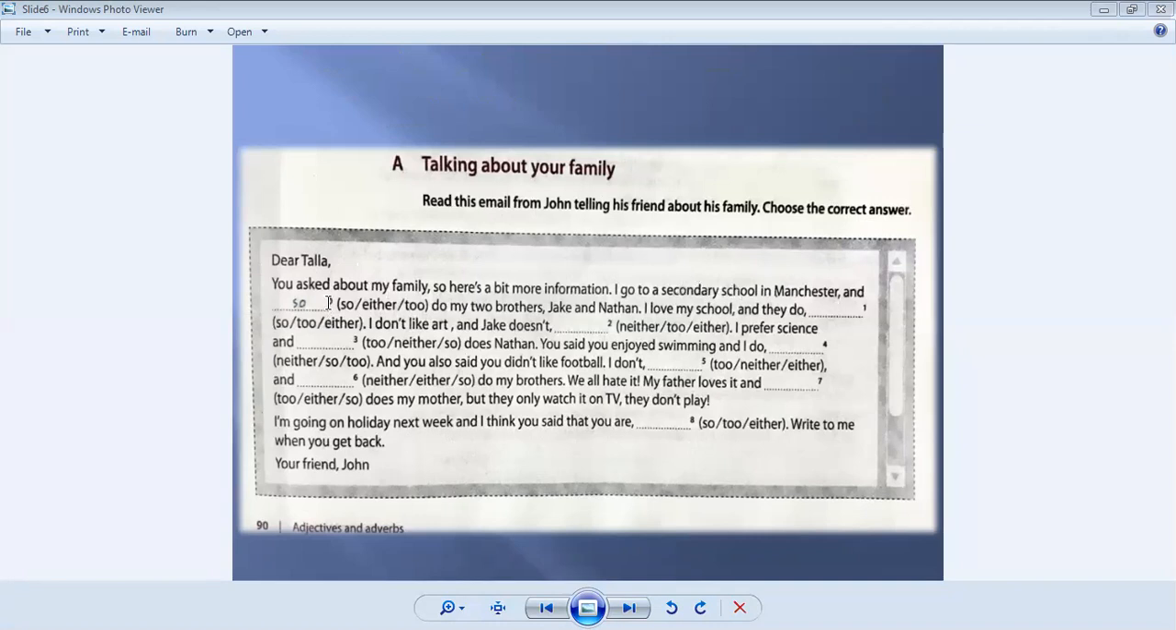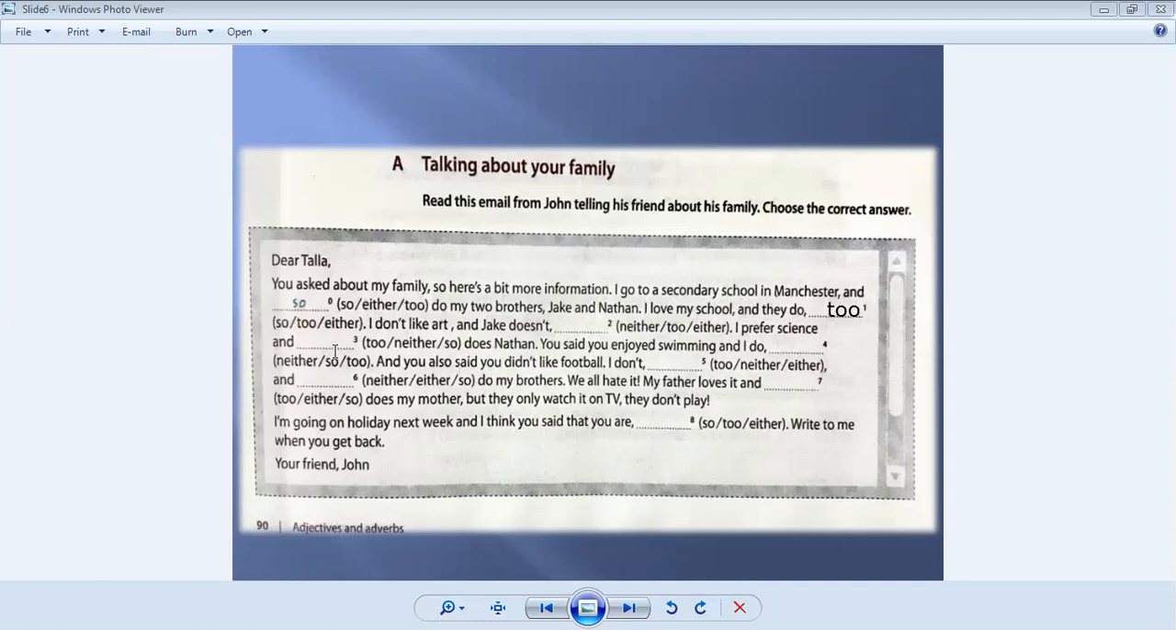So you asked about my family. So here is a bit more information. I go to a secondary school in Manchester, and so do my two brothers, Jake and Nathan. I love my school, and they do too, because they have the same thoughts. They want to say they also love their school. We don't want to write like that.